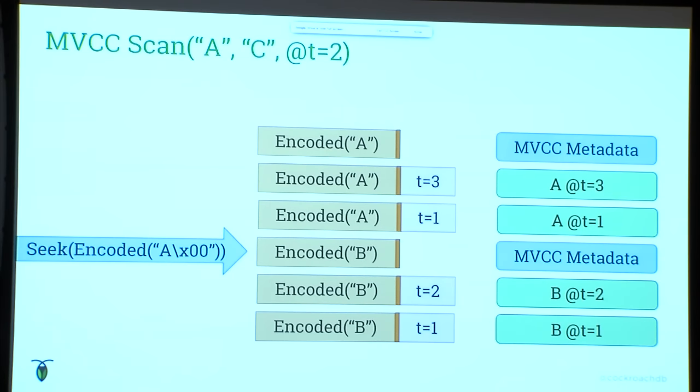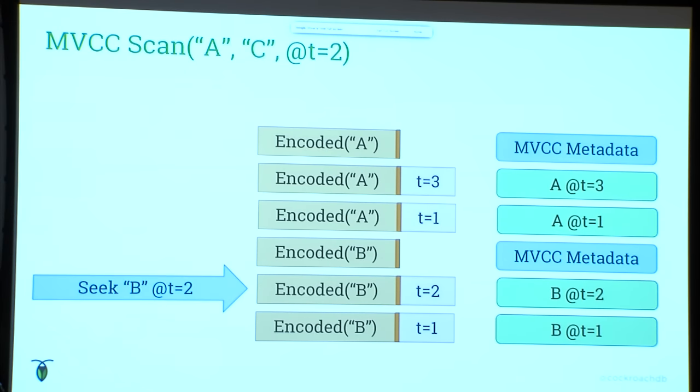So that takes us to B, of course. So we do the exact same thing. We examine the MVCC metadata, and then we move on to the first timestamp that's less than or equal to 2, which takes us there.